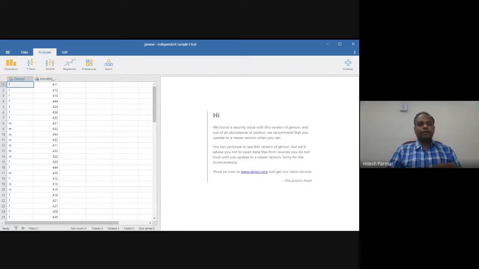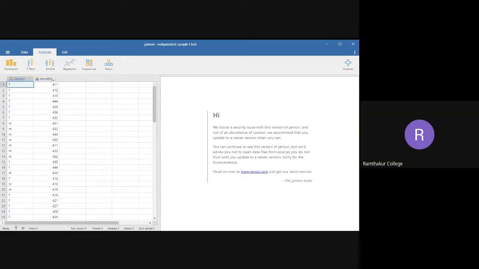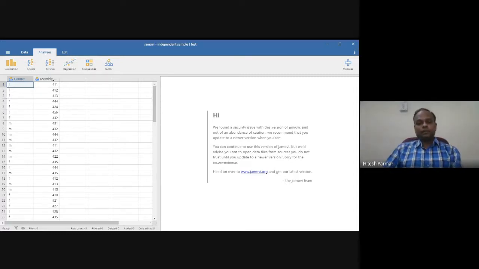Are you ready with the file? Independent sample t-test. The file has been sent also in their mail, sir. So, as I am getting messages that the majority of the participants are ready with the file, I hope they are ready.